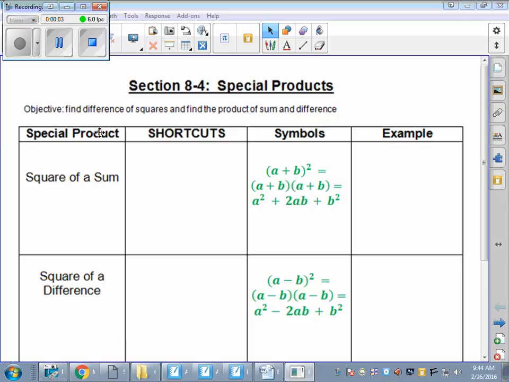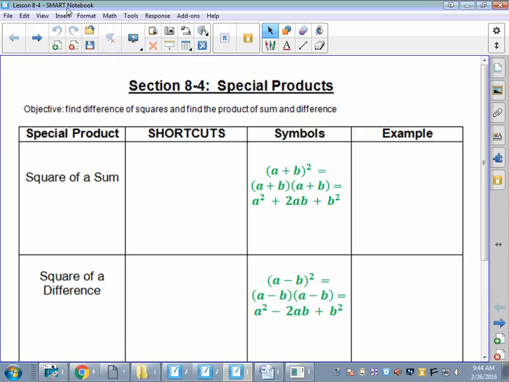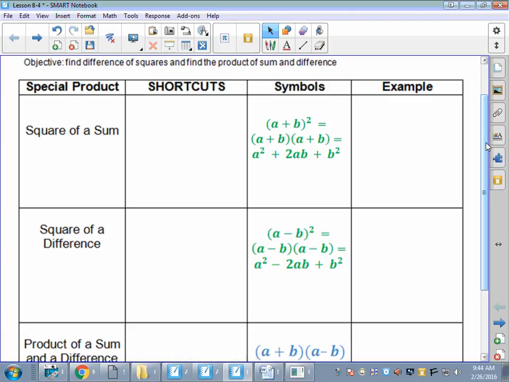Welcome to lesson 8-4. Last one before we have our mid-chapter test. This is nothing more than a shortcut section. So if you don't memorize or if you can't remember, this is all shortcuts. So I'm going to tell you to go through and to write these out the long way. So it's special things, special products.